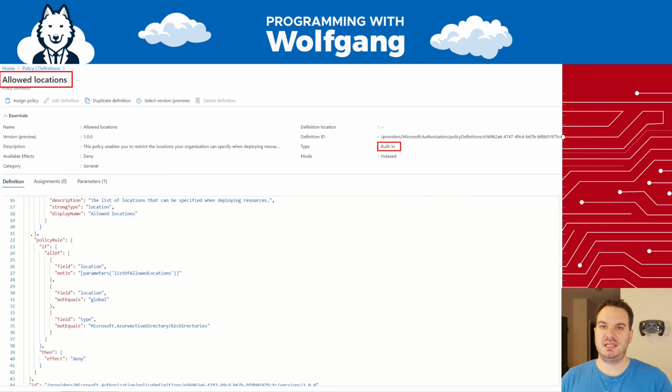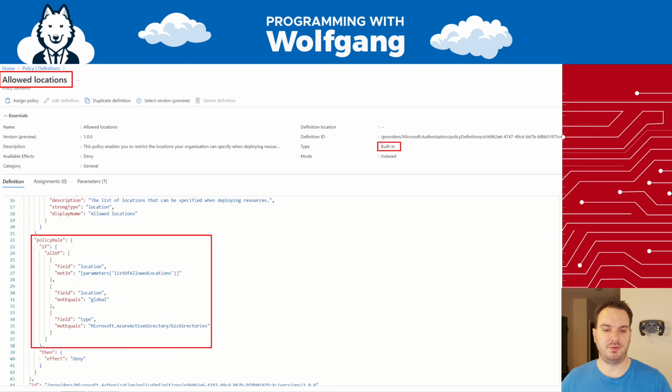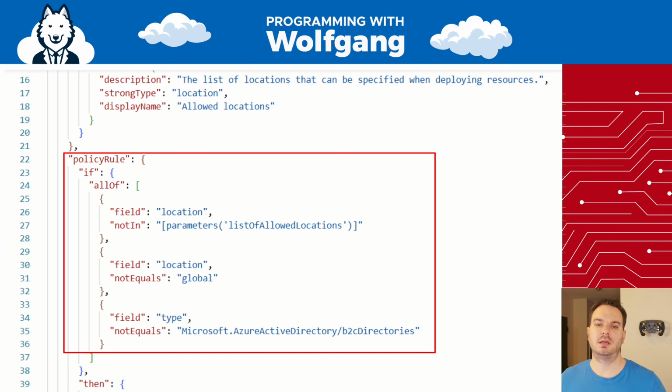The first time you see a policy, it's probably quite complicated what's going on, and the rules of the policies are still for me sometimes hard to understand. But now let's take a look at what rules we have here. So that's in this section, the policy rule. Let's zoom in a little bit. I don't want to go too much into detail, but what we can see here, we have a field with the name location, and then we check its value. In this case, we make sure that the value is not equal to global, and also that the type is not equal to Azure Active Directory B2C directories.